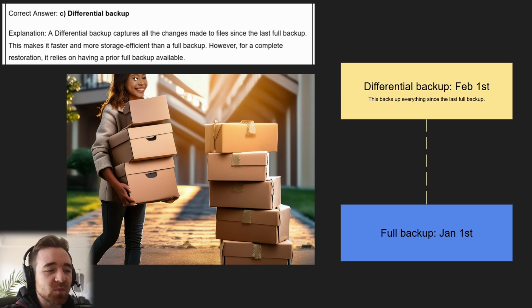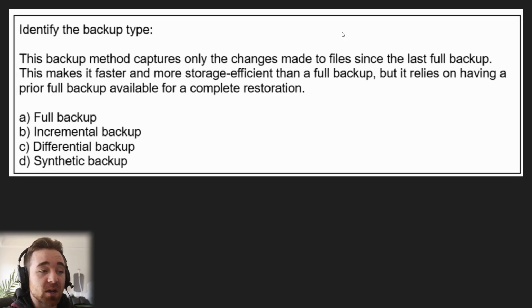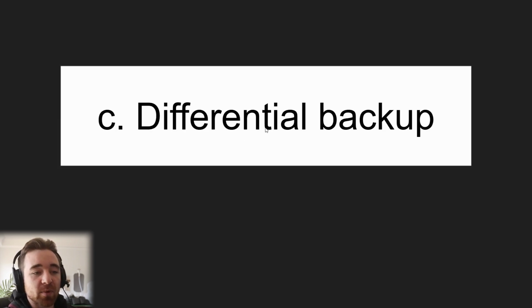What does that mean? A differential backup captures all the changes made to the files since the last full backup. Let's say January 1st, we back up our machine. That's our full backup. A differential backup is going to back up everything since that full backup. So we're not backing up the full system, we're just backing up everything that's changed since January 1st when we did that initial full backup. The question specifically described this method as capturing only the changes made to files since the last full backup. So that's how we know we're looking at a differential backup.